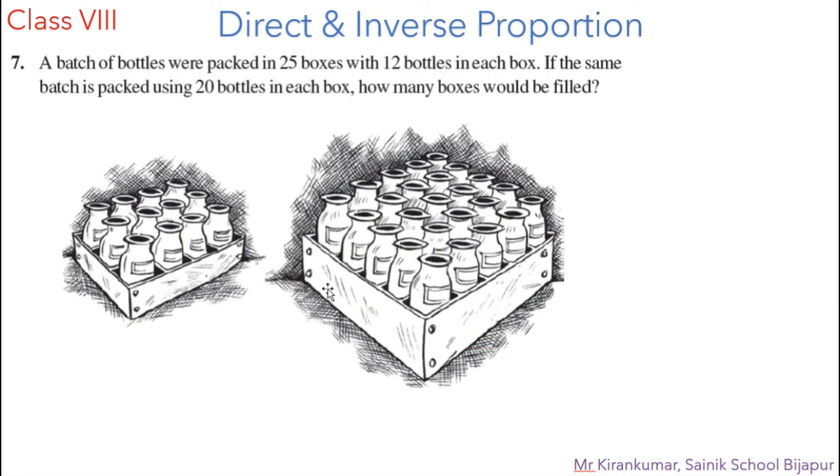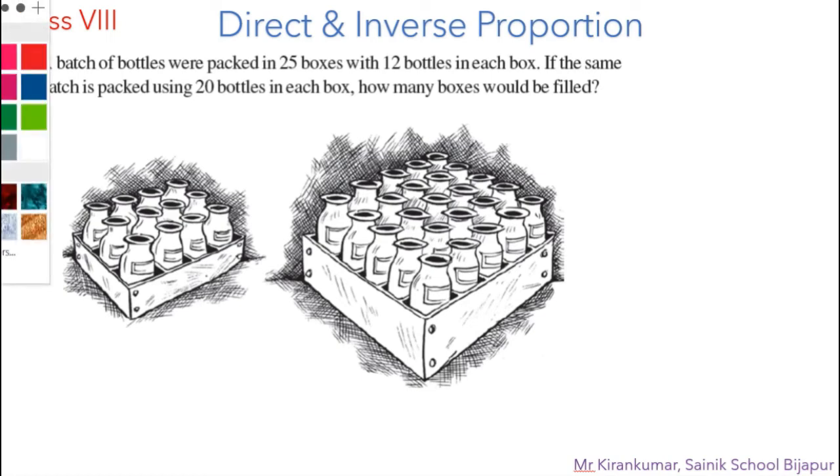Question number 7. A batch of bottles were packed in 25 boxes with 12 bottles in each box. If the same batch is packed using 20 bottles in each box, how many boxes would be filled? Here, when the number of bottles in each box is increased, the total number of boxes will decrease. So this is again clearly inverse proportion.